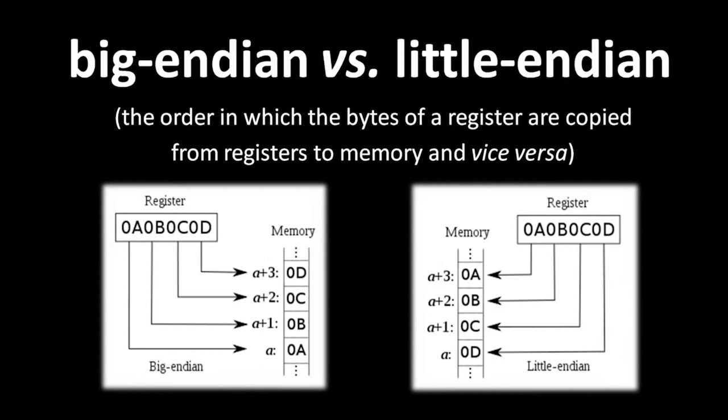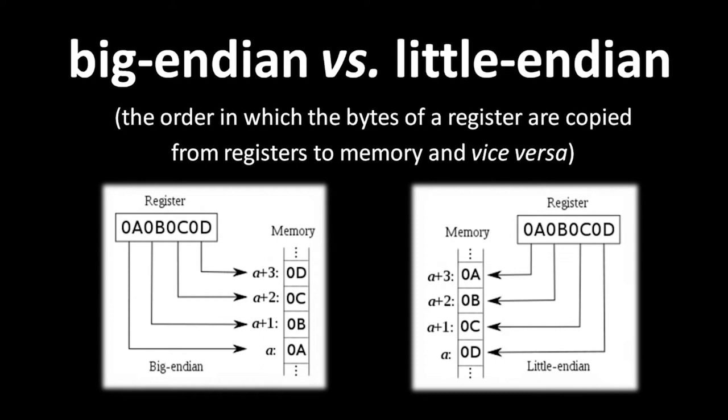As a binary number, 0A is the most significant byte, the byte representing the most significant digits. The question is, when we copy the register contents to some address n in memory, do we copy the most significant byte 0A to n, 0B to n plus 1, 0C to n plus 2, and 0D to n plus 3, or do we copy in the opposite order, copying the least significant byte 0D to n, 0C to n plus 1, 0B to n plus 2, 0A to n plus 3? A CPU that starts with the most significant byte uses the big-endian scheme, and a CPU that starts with the least significant byte uses the little-endian scheme.